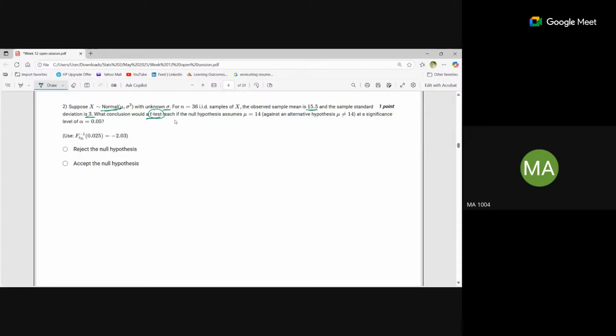Now, the null hypothesis is assumed to be mu equals 14, so H naught is mu equals 14, and the alternative is mu is not equal to 14 at a significance level of alpha, where alpha is 0.05. Now we have to conclude whether we have to reject the null hypothesis or accept the null hypothesis, correct? Okay, so this is my first step, these are my null and alternative hypotheses. Now what is my test statistic here?